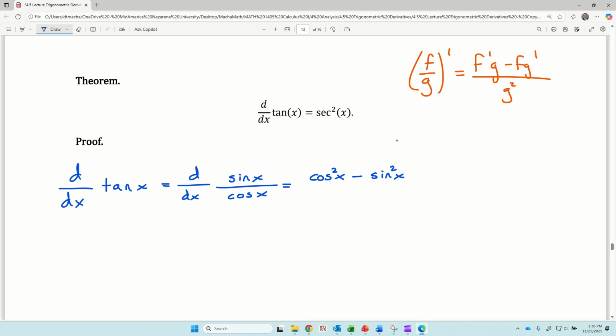sine. And notice that we've already proved the derivative of sine, and we've proved the derivative of cosine. I forgot that whenever you take g prime here, meaning we take the derivative of the denominator, the derivative of cosine is negative sine, and two negatives make a positive, right? Because there's a minus sign here, and the negative we get from the derivative is going to allow me to write cosine of x squared plus sine of x squared here in the numerator. And then we are dividing by cosine of x squared.